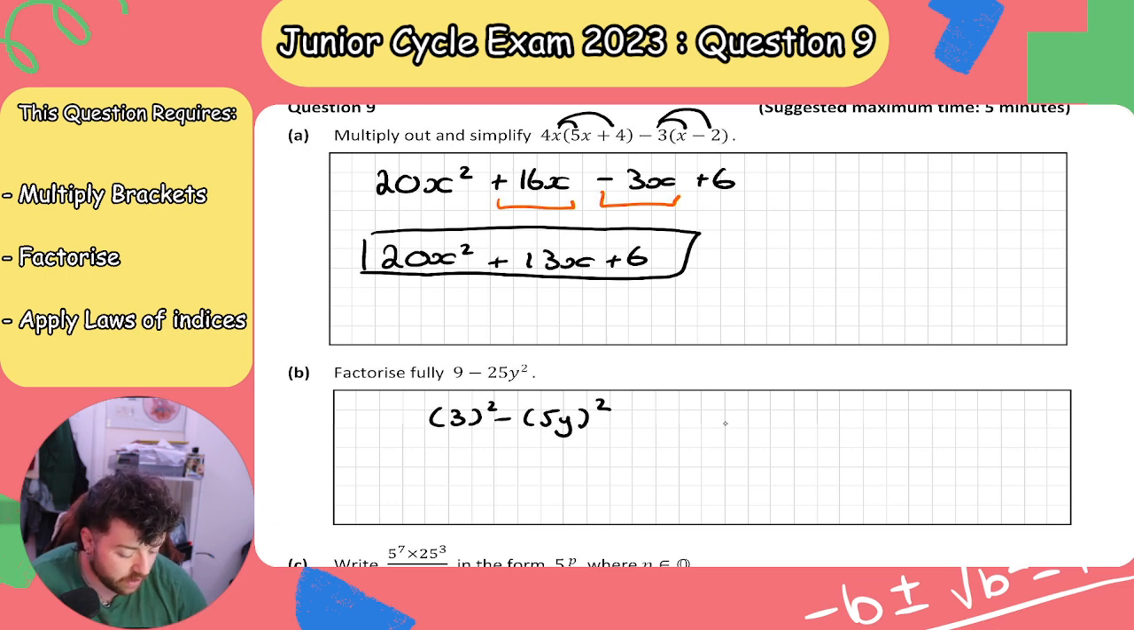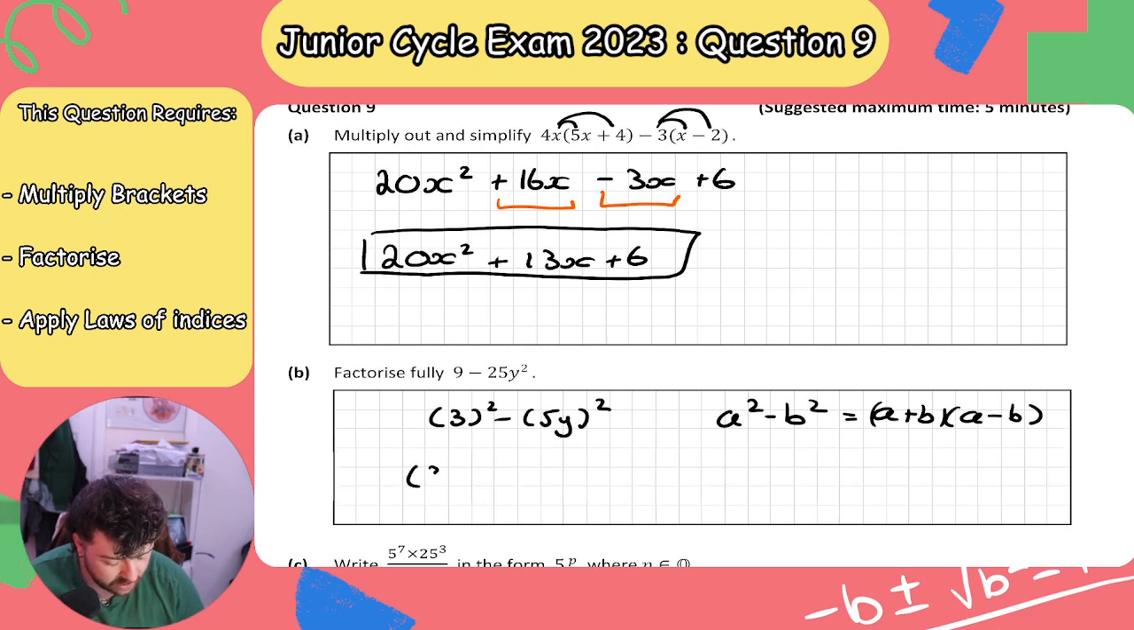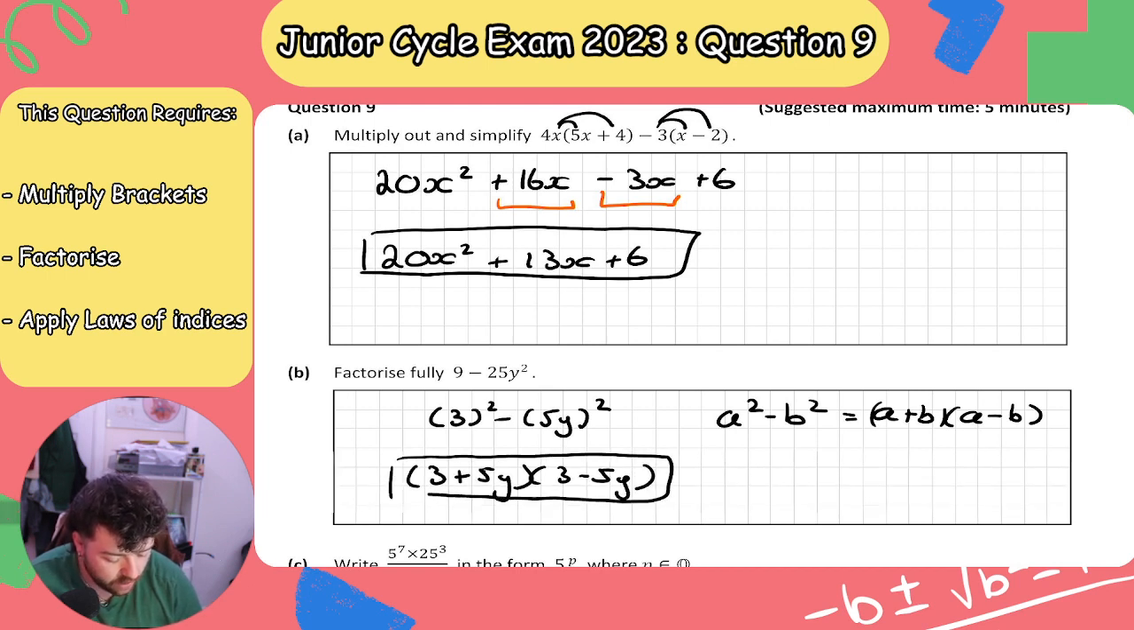And remember, difference of two squares, a squared minus b squared is equal to a plus b times a minus b. So factorize this is going to be 3 plus 5y, 3 minus 5y. And I cannot factorize it anymore, so we are finito on that.